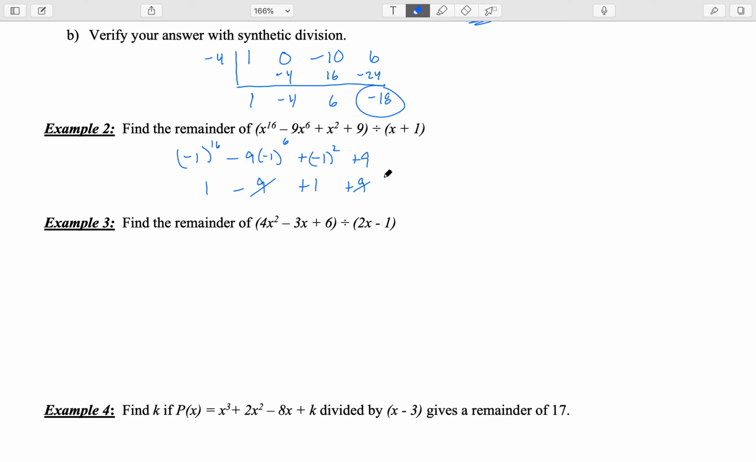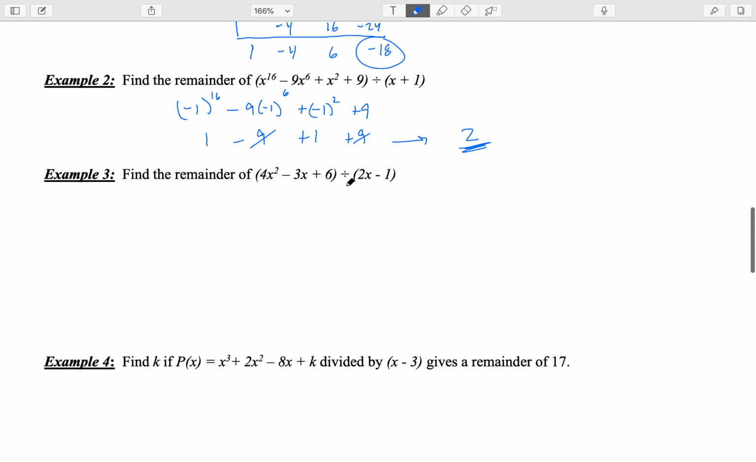9's cancel. 1 and 1. The remainder is 2. I could have done the entire long thing by synthetic division. This is going to be my remainder. So this is just a shortcut for doing the remainder.